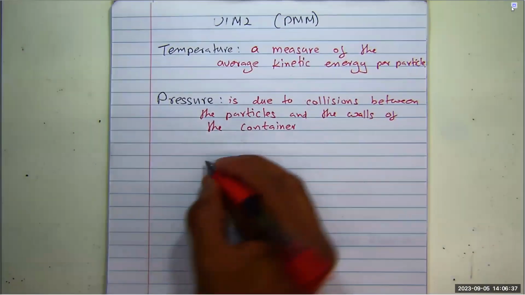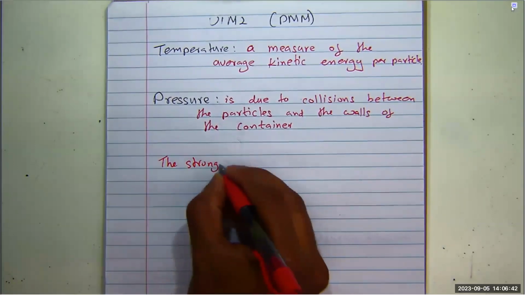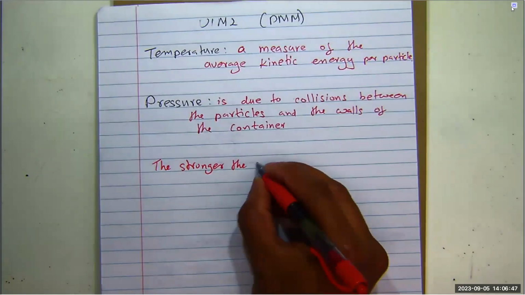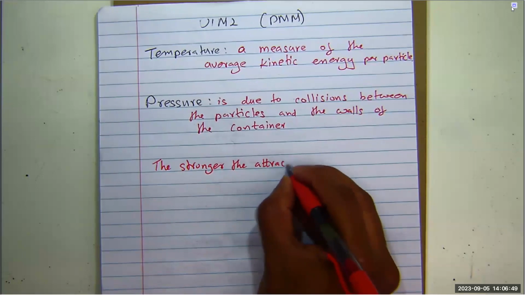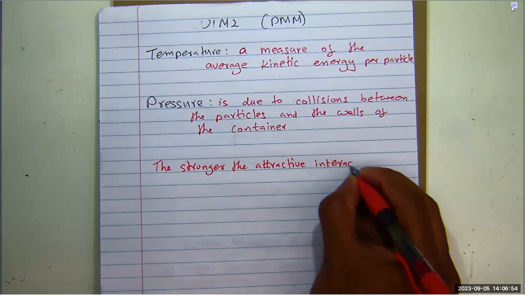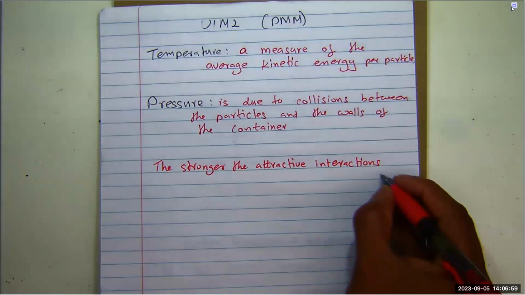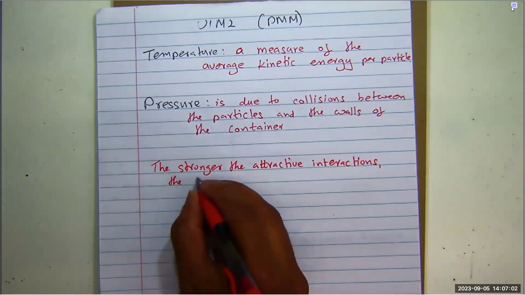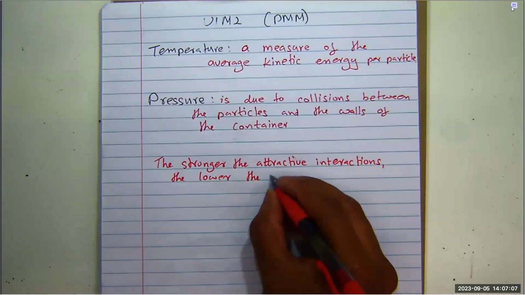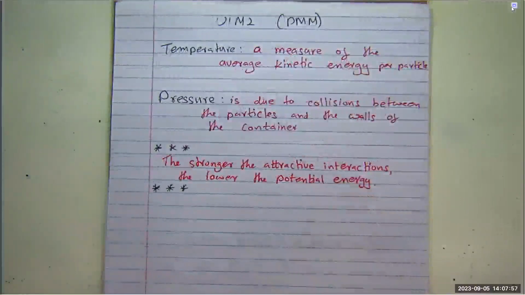The mantra goes like this: the stronger the attractive interactions, the lower the potential energy. Anybody who can remember that?